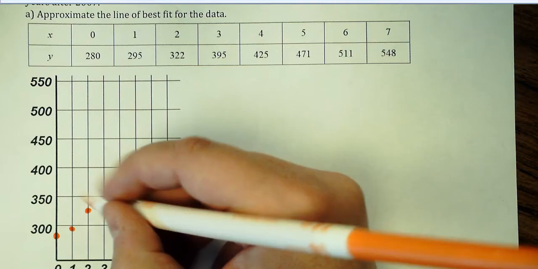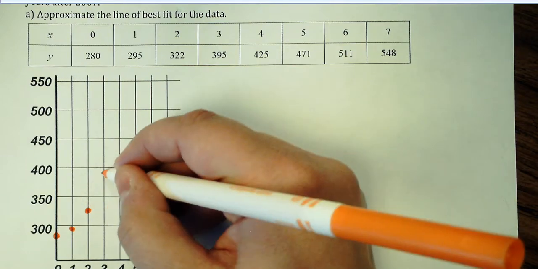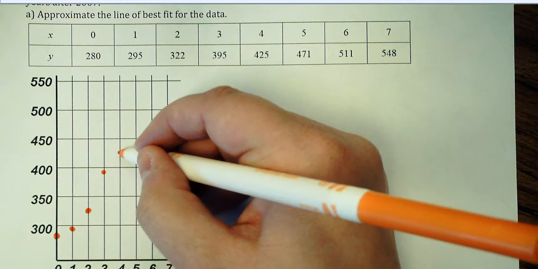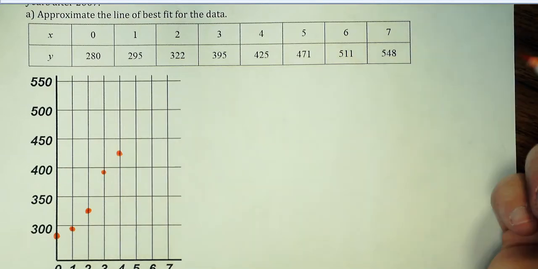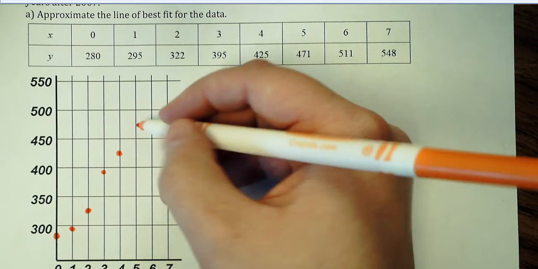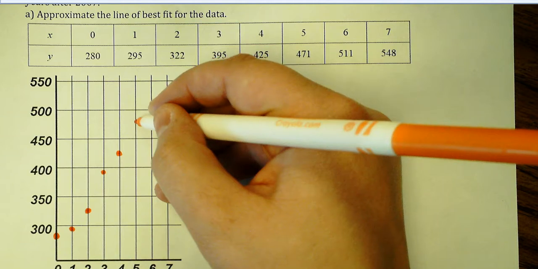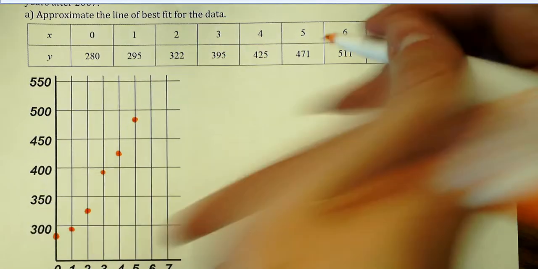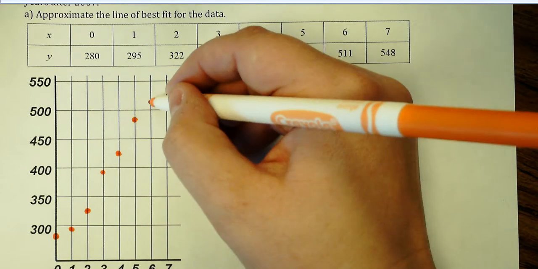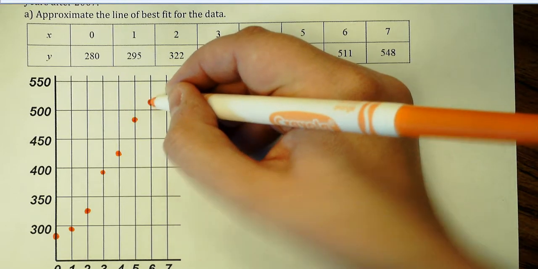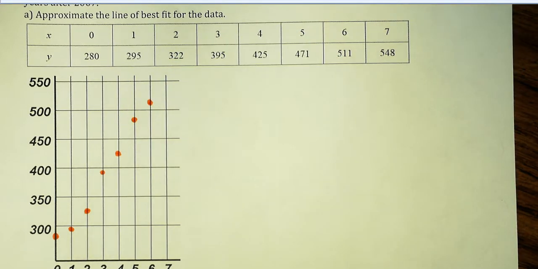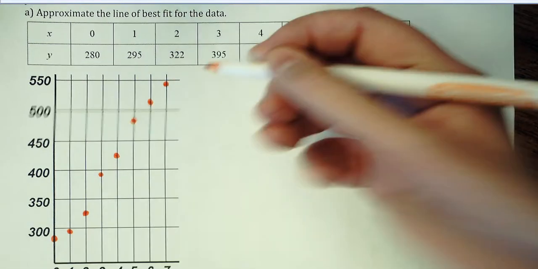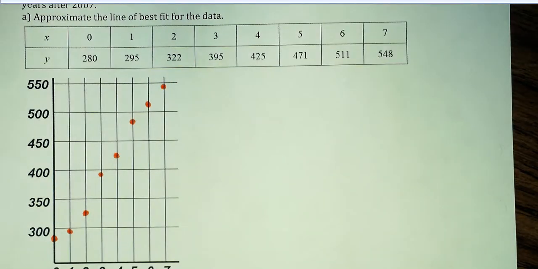3 is 395, so close up here. 4 is 425, so right in the middle of those two. 5 is 471, so up here a little bit. Let's see, 6 is 511, like that, and 7 is 548. So real close to that right there. Now, you guys can see this kind of looks like a line.